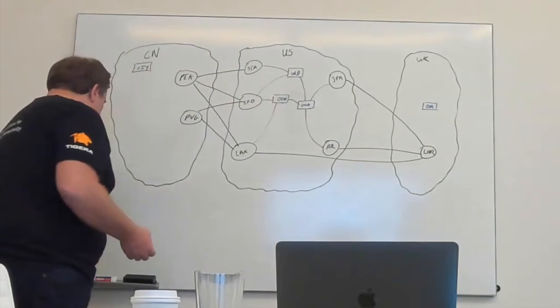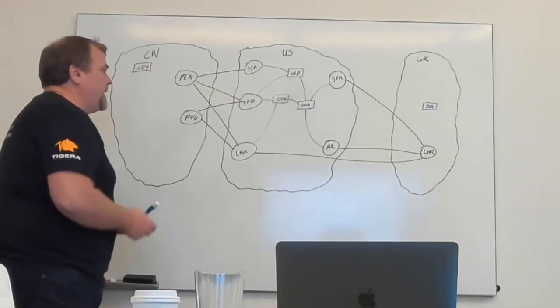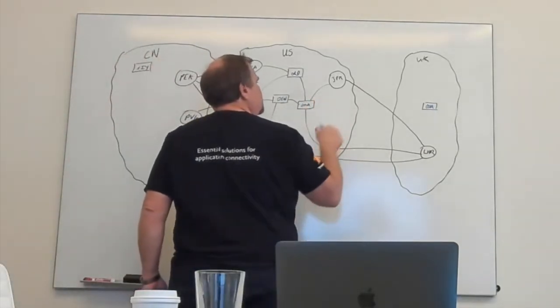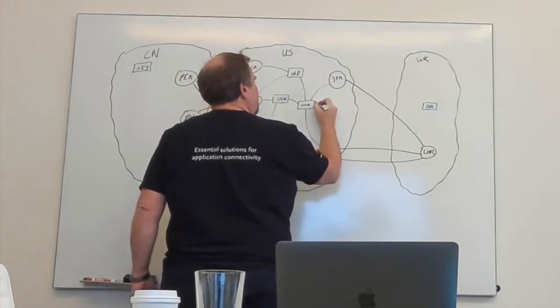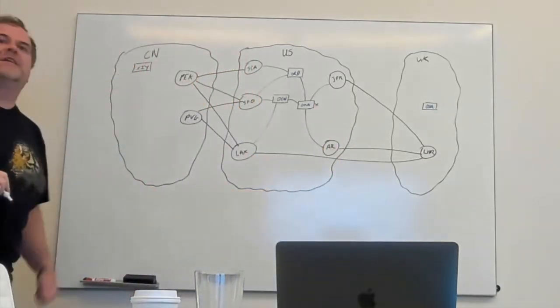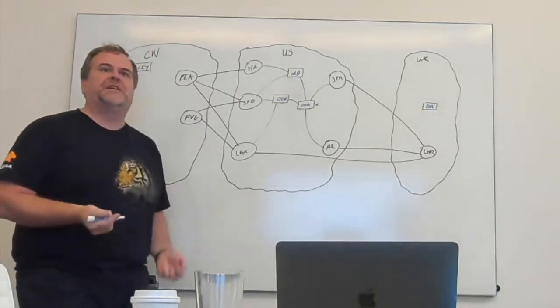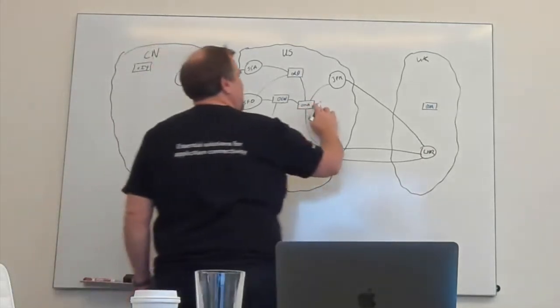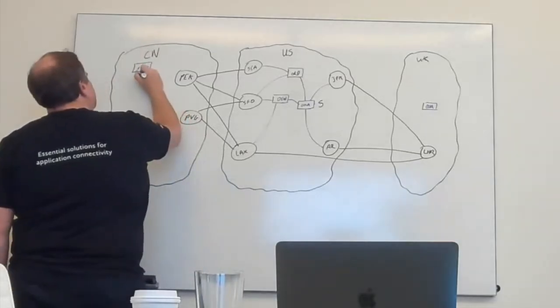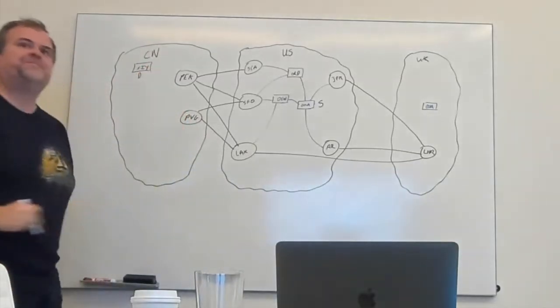Great. So now let's say we have someone in Omaha that is trying to send traffic to Xi'an, China. It's trying to send a letter to Xi'an, China. So this is the source, and this is the destination.